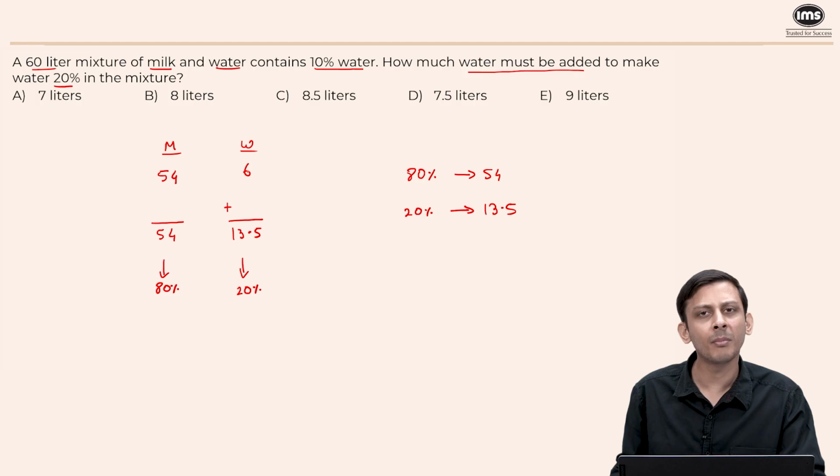Now, how did 6 become 13.5? When 7.5 is added to 6, then 6 becomes 13.5. So we can say that 7.5 liters of water were added and therefore the answer is option D.